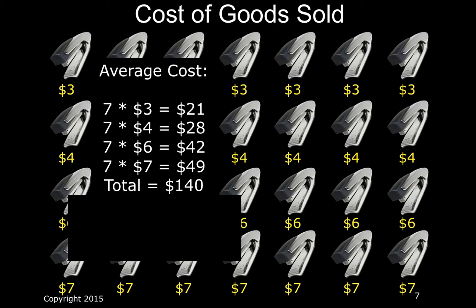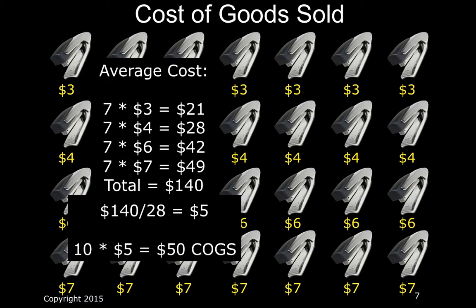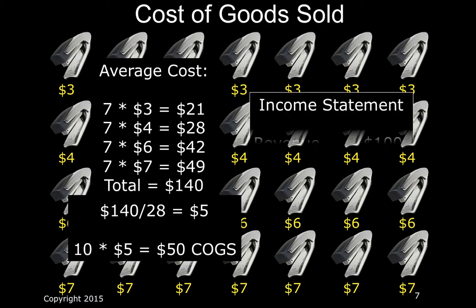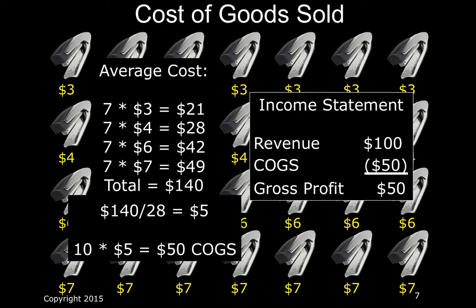We add up the total cost of making the 28 staplers sitting in our inventory, which is $140. Divide that total by 28, which is $5, and multiply by the 10 staplers that we sold. Our COGS is $50. Subtract that from our revenue of $100, and we have gross profit of $50. We will owe taxes on our profits. We want to consider whether taking another approach might lower our taxes.